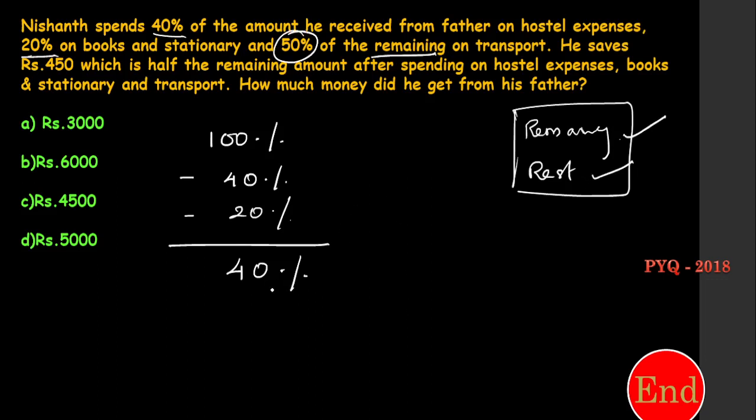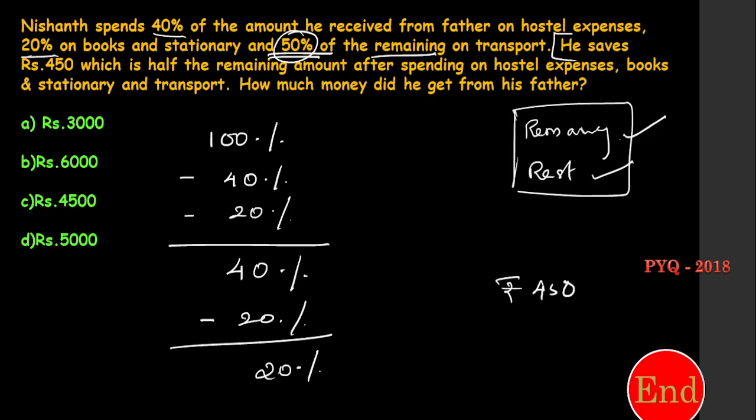Okay. So this 40% of the amount I had in my hand, from this 40% I need to take 50% for transport. So what is 50% of 40 percentage? 20. So I take 20% for transport, so the remaining is 20% in my hand. So now he saves rupees 450, which is half of the remaining amount. So remaining amount is 20, half of the remaining amount is 10. So 10% is equal to 450.